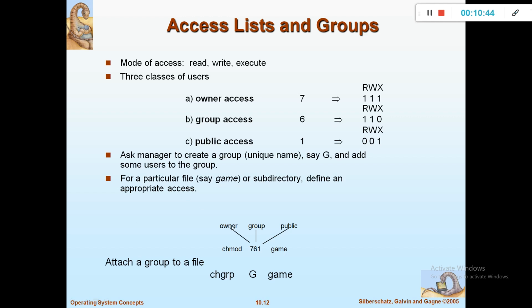For example, owner is going to have the 7, group is going to have the 6, public is going to have the 1. That is chmod, a command in the Unix operating system we are using to change the file permissions. And in front of this we are going to mention the file name and attach a group to a file, chgrp G game.